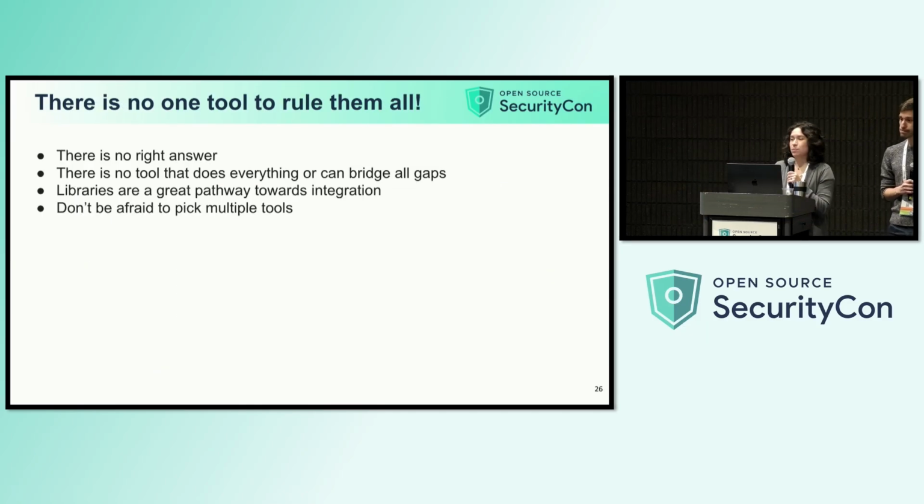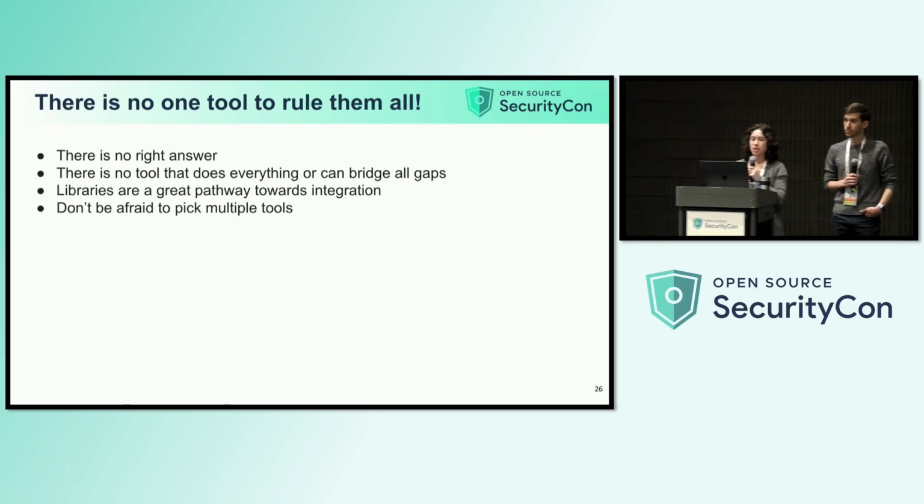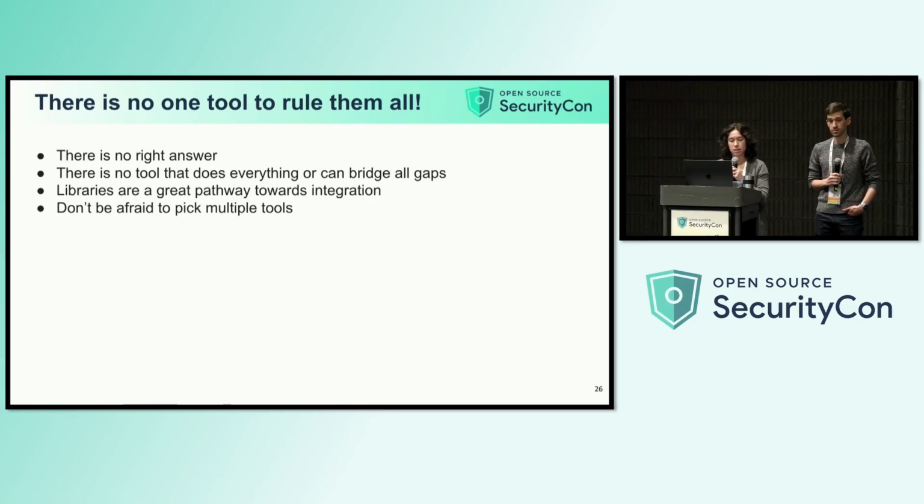So ultimately, if this hasn't become evident at this point, there is currently no one tool to rule them all, but we also don't think that this is necessarily a problem. So there's no right answer to the issues that we've been highlighting. Really, each enterprise, each different application domain is going to have different requirements, and ultimately, there's no tool that's going to do everything or bridge all of the gaps that a particular organization needs met.